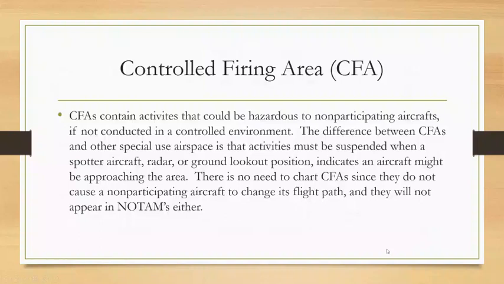Controlled firing area, CFA. CFAs contain activities that could be hazardous to non-participating aircraft if not conducted in a controlled environment. The difference between CFAs and other special use airspace is that activities must be suspended when a spotter aircraft, radar, or ground lookout position indicates an aircraft might be approaching the area. There is no need to chart CFAs, since they do not cause a non-participating aircraft to change its flight path, and they will not appear in NOTAMs either.